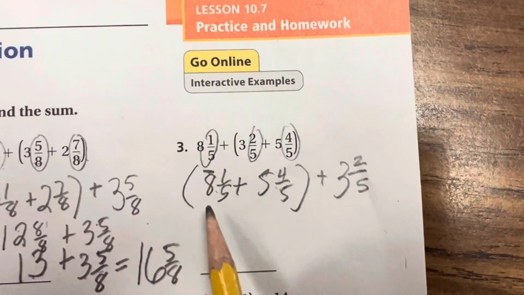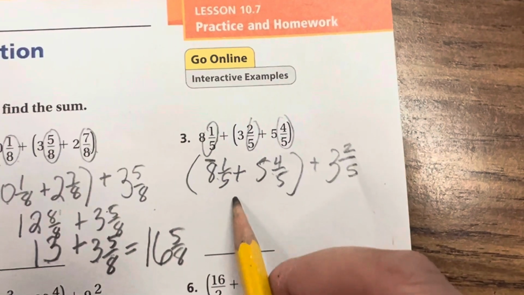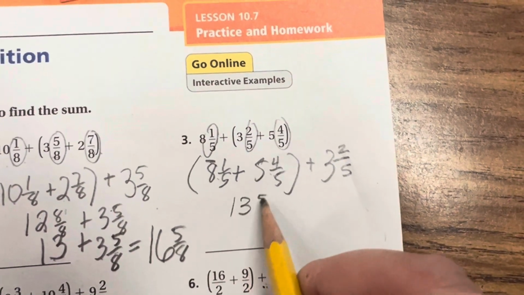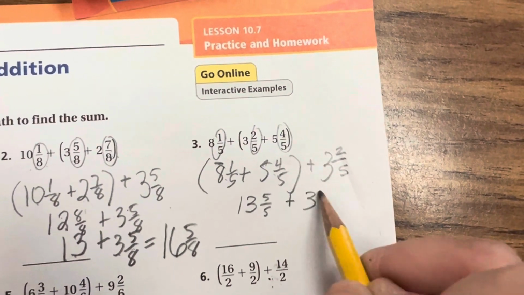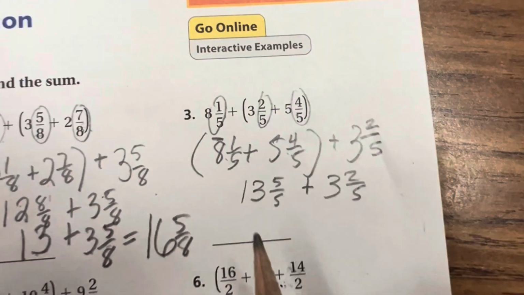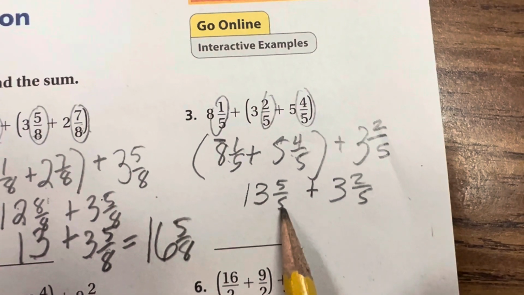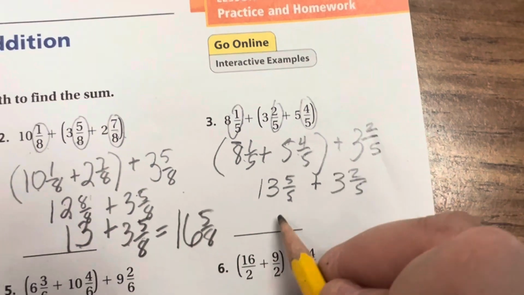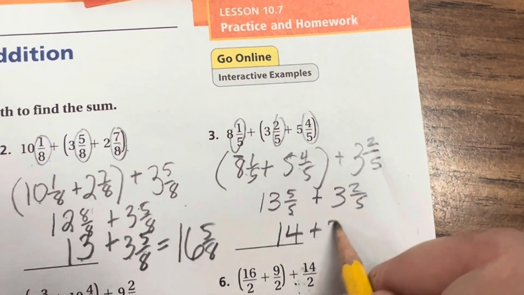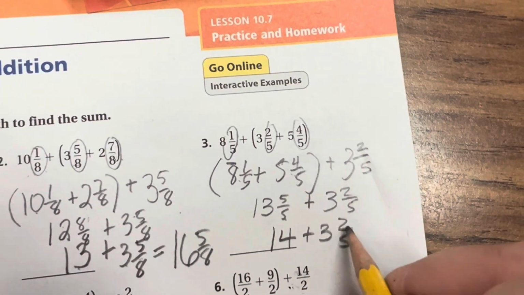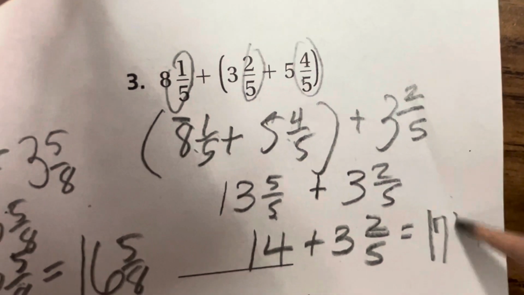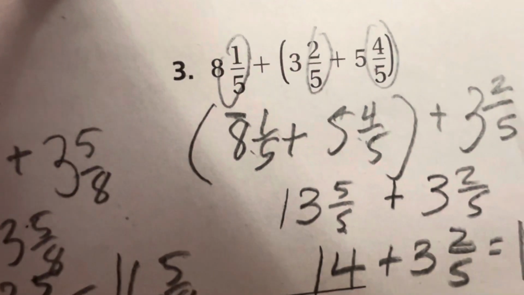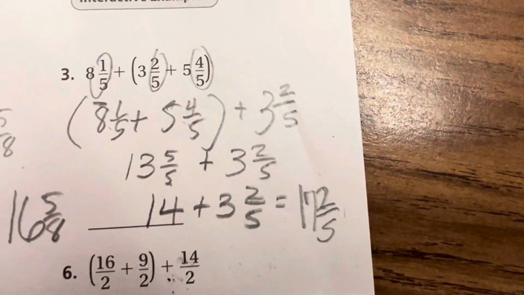So 8 plus 5, that gives me 13. And then 1/5 plus 4/5 is 5/5. Add it to the guy outside. Now, if I have 5/5 here, what I actually have is one whole. So that's 14 plus 3 and 2/5. 14 plus 3 is 17 and 2/5. I hope this helps.